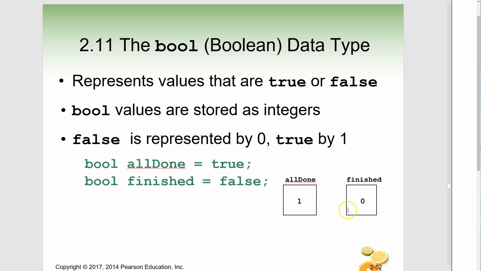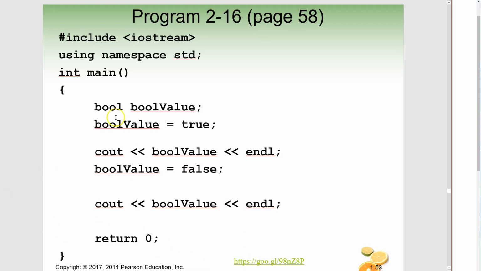So remember on and off, so true or false. So here we have true, false. So this particular variable, if we declare it as a bool, all done equals true, then it will store a 1. If we say bool finished, finished is our variable name here, equals false, then it's going to store a 0. So for us to take a quick look at the next slide, there's a little program here.